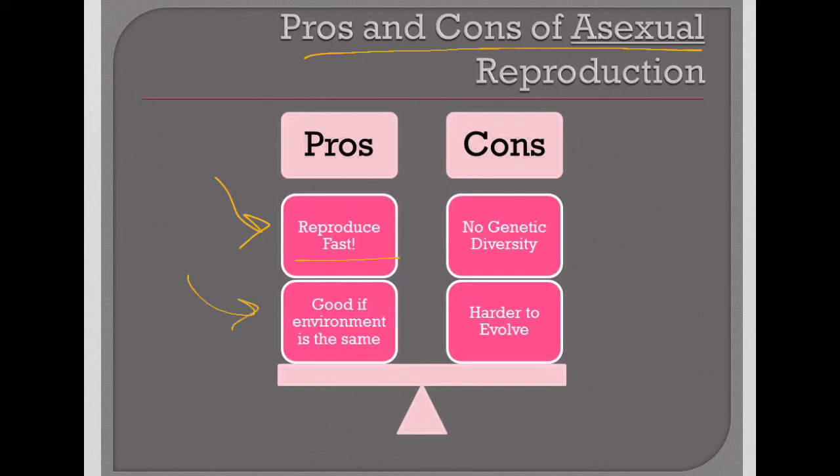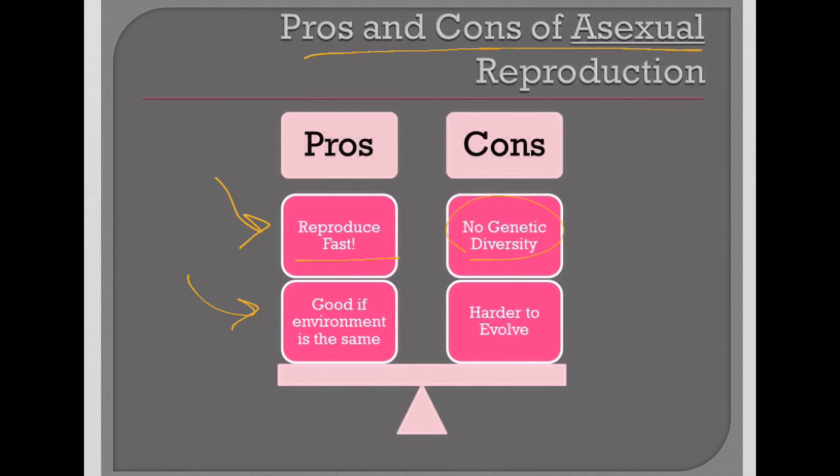So this is great if the environment is going to stay the same over time. If you're going to be genetically identical to whatever the parent is, if your parent is well adapted to the environment, you will be too, if the environment stays the same.